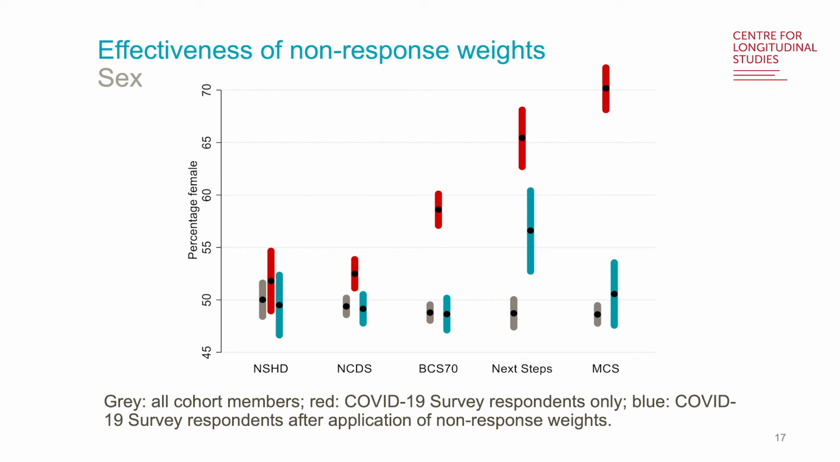This isn't quite true in Next Steps. We can see that the bias has been substantially reduced, maybe by about half, but it's not completely removed in this case. Anything else to note from this? I suppose you may note that the confidence intervals, signified by the length of the bar here, for the red bars are always greater than the grey, but you would expect that because you're only analysing a subsample.